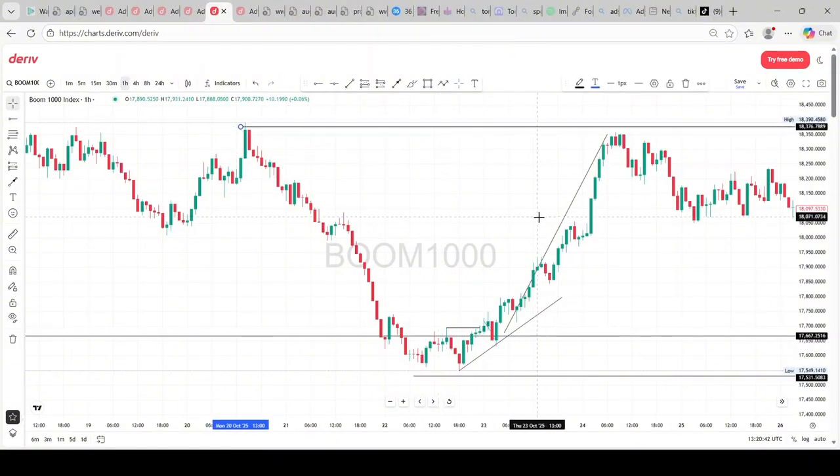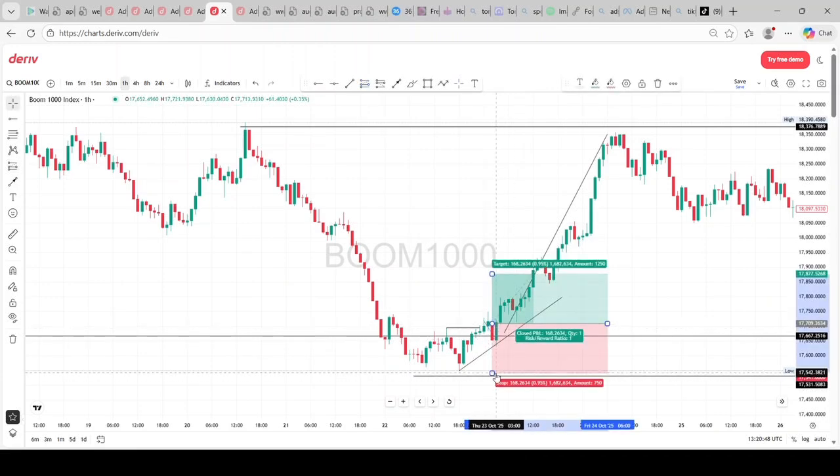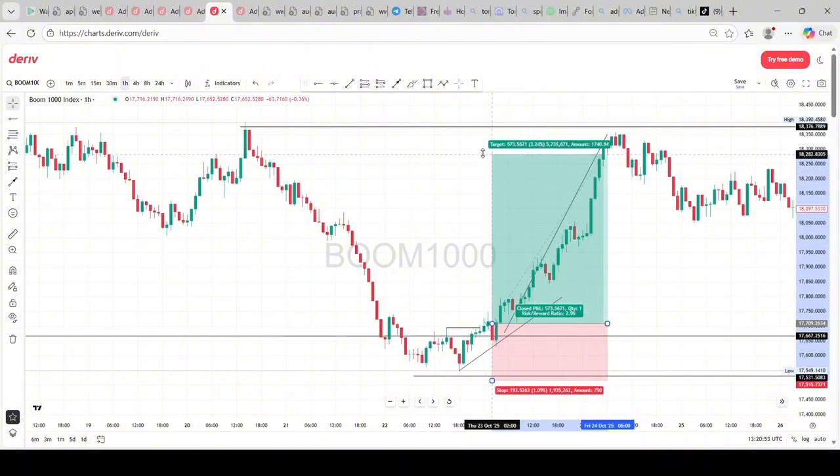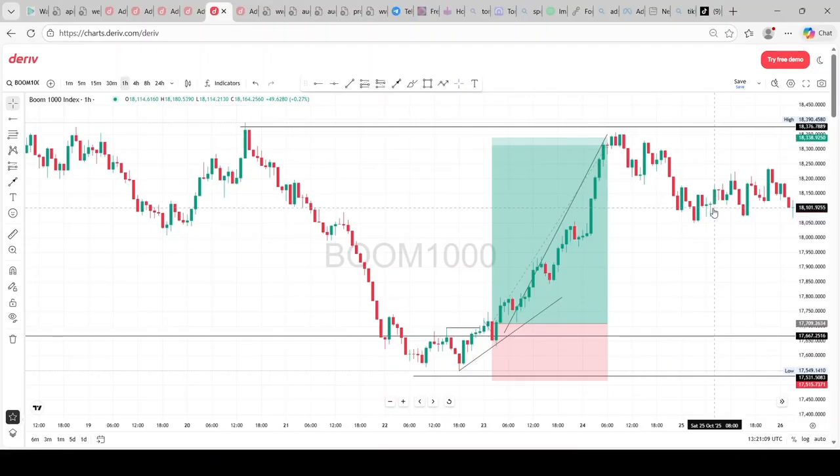So if you check from entering here, with your stop loss here, this is a clear 1:3. That's a clear 1:3 right there. As simple as that, guys.